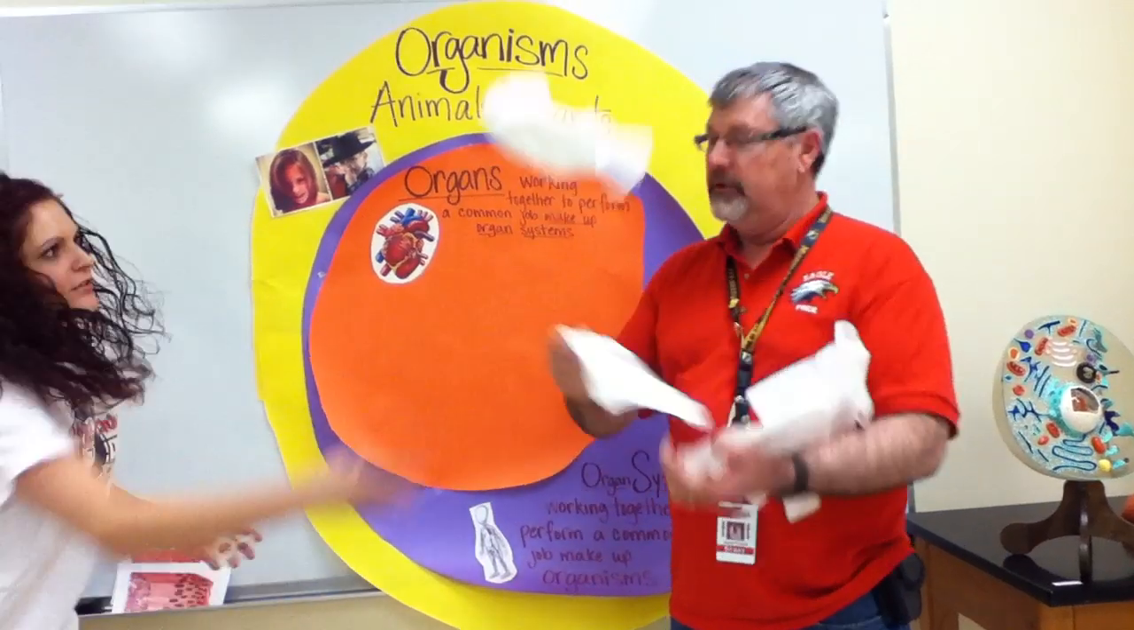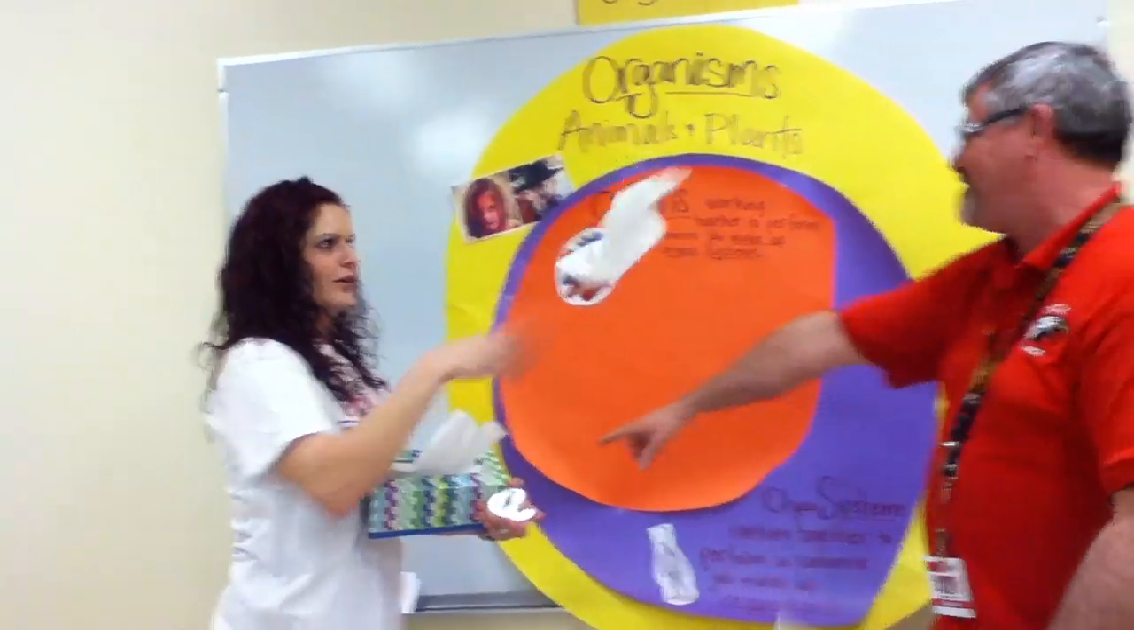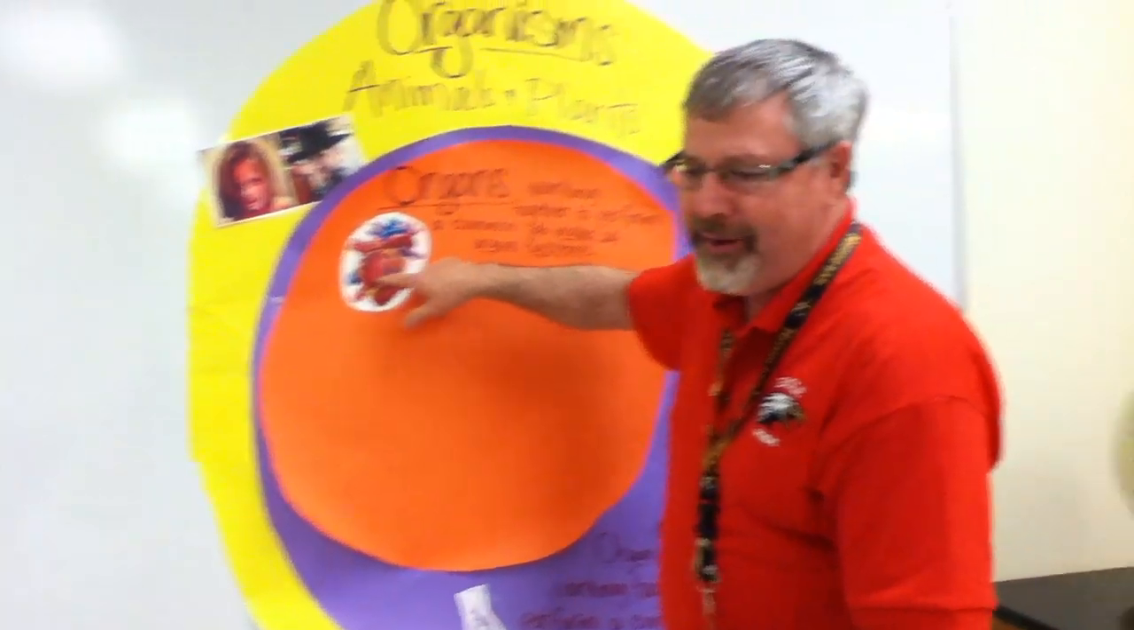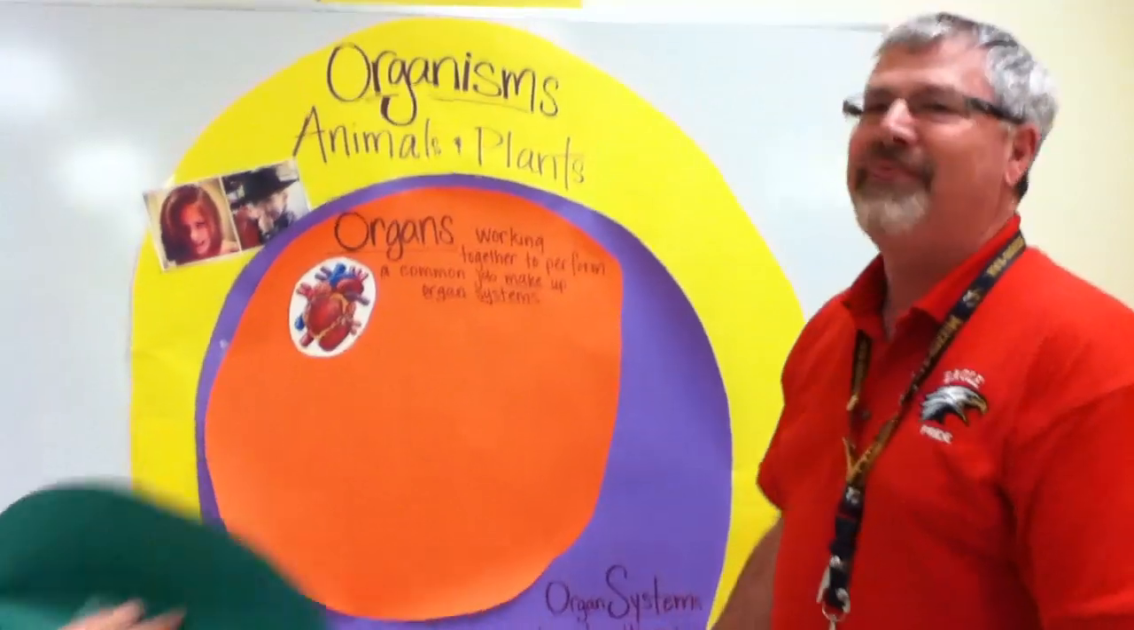What are you doing? Tissues. No, not that kind of tissues. No. This kind of tissue. Oh. Like muscle tissue makes up the heart. Well, so why didn't you say those kind of tissues? Sorry, wrong kind of tissue.